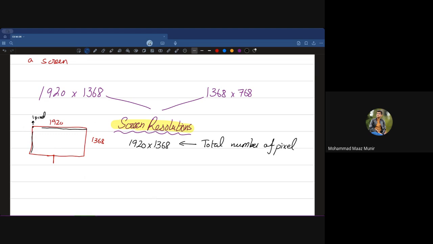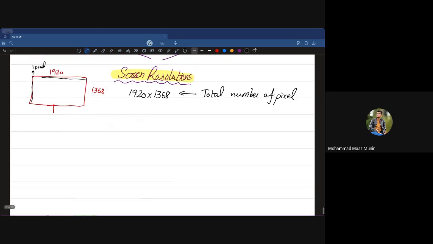Now, if you ever see screen resolution on your screen or in whatever game you're playing, you should understand that screen resolution refers to the total number of pixels that are present on the screen. So screen resolution refers to the total number of pixels on a screen.